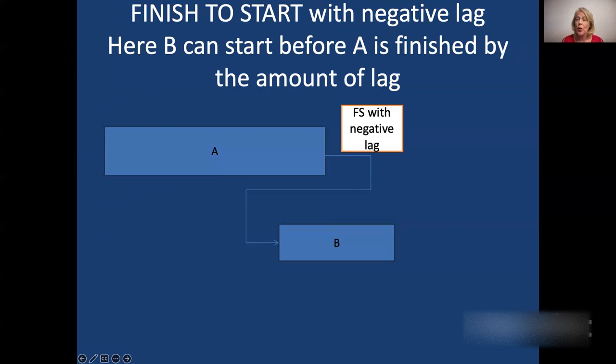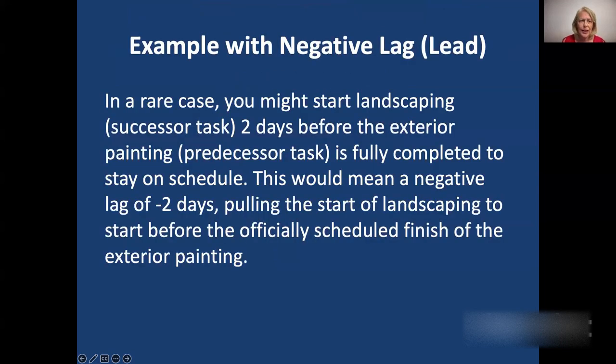Now, this is, of course, a way of speeding up the project and causing the project to finish a little earlier. Let's just go through an example of this. You might start your landscaping, which is the successor task, in other words, the one which is dependent on the predecessor task, say 2 days before the exterior painting, which is your predecessor task, is fully completed so that you can stay on schedule.